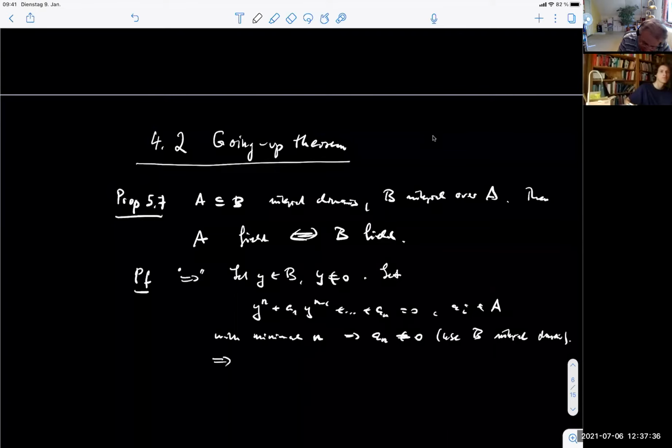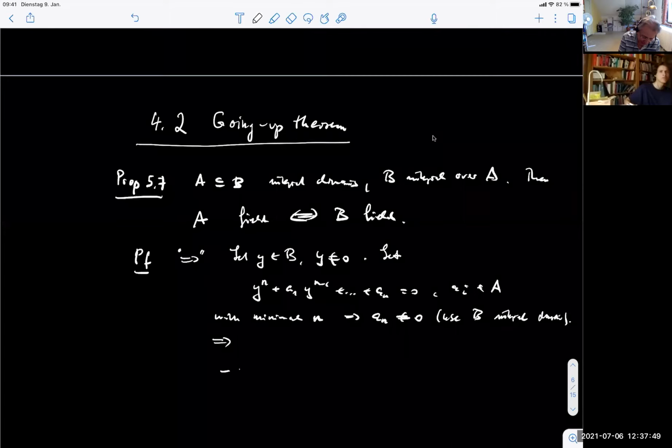Good. So now I can write. Now I use that A is a field. So this a_n, which is non-zero, has an inverse in A. And then I use this to get an inverse. I just write, you will immediately check that what I'm doing is correct, because I can now write an inverse of y.